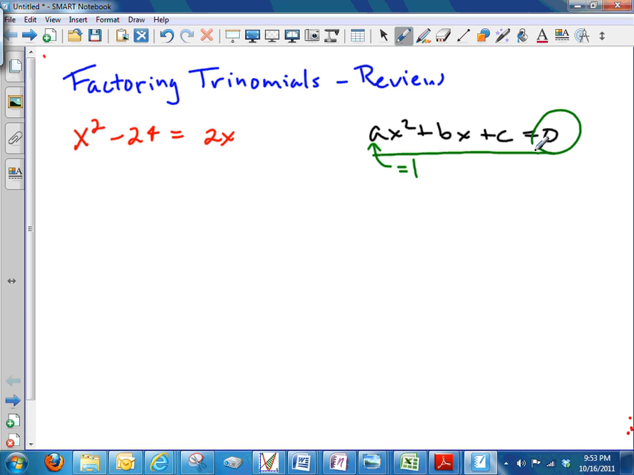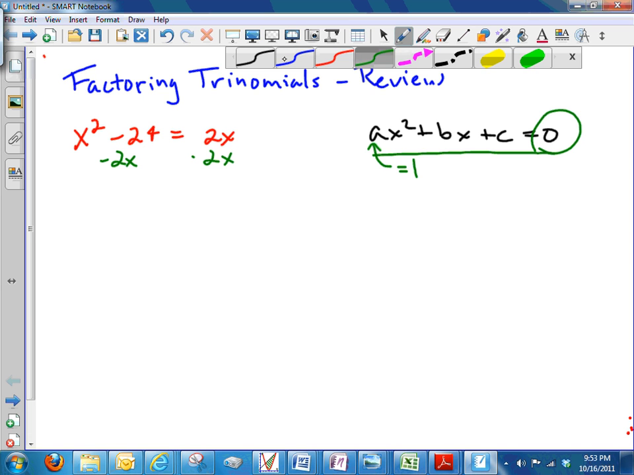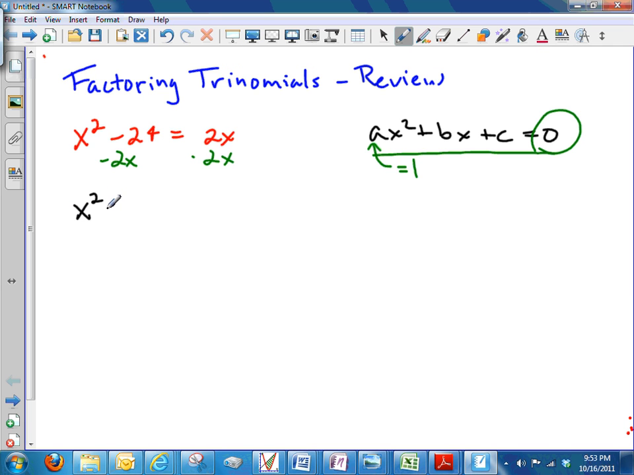And in fact, this 0 is very important. We need the quadratic to equal 0 in order to be able to solve it. So the first thing that I need to do is remove this 2x by subtracting it from both sides. So minus 2x. When I rewrite my quadratic, I want the square term to come first, the first degree term, the x to the first power, to come second, and then the constant to come third, and then 0 on the other side.